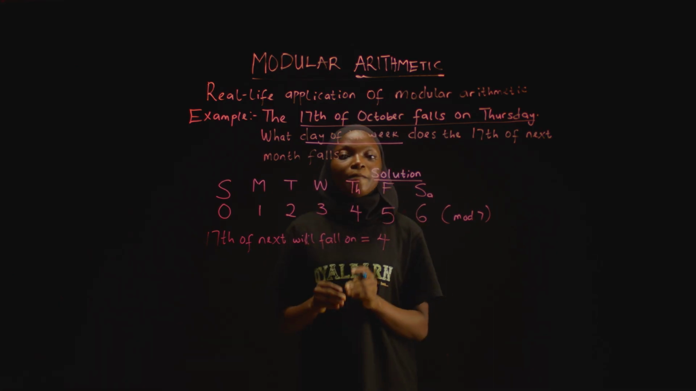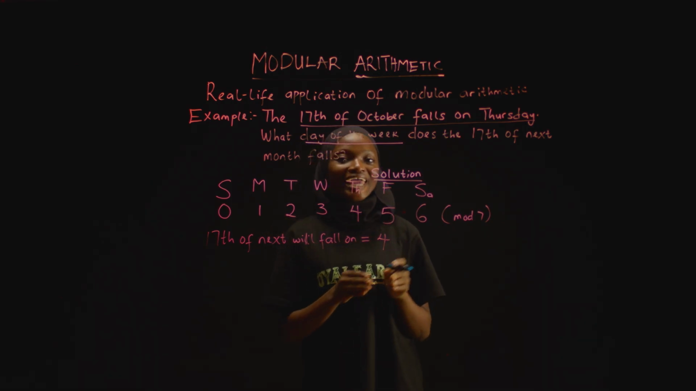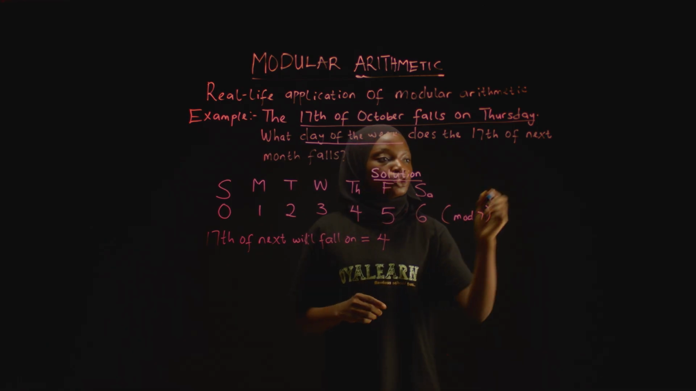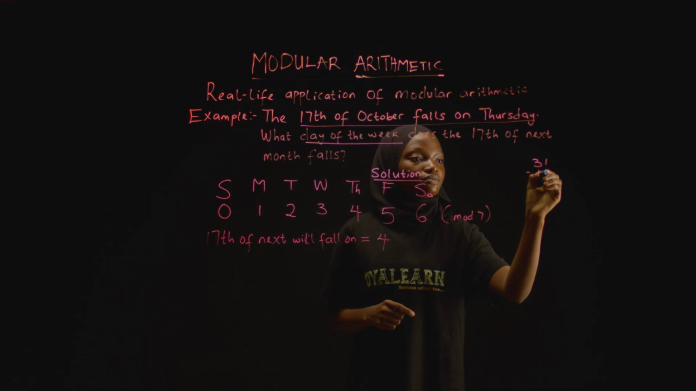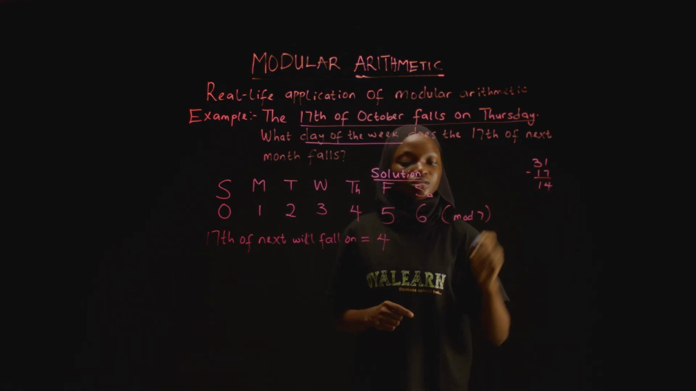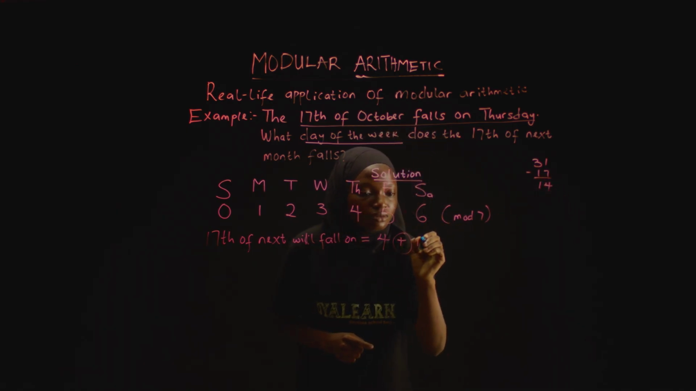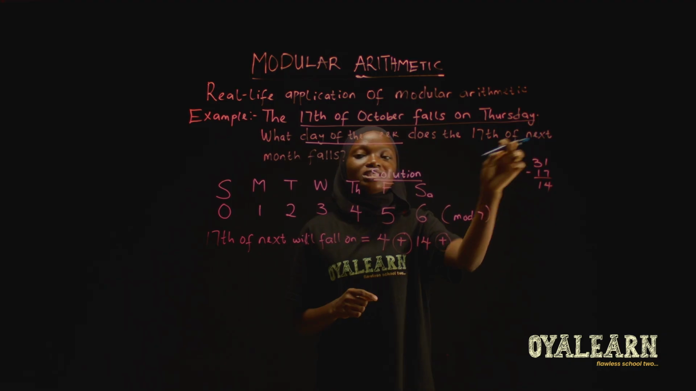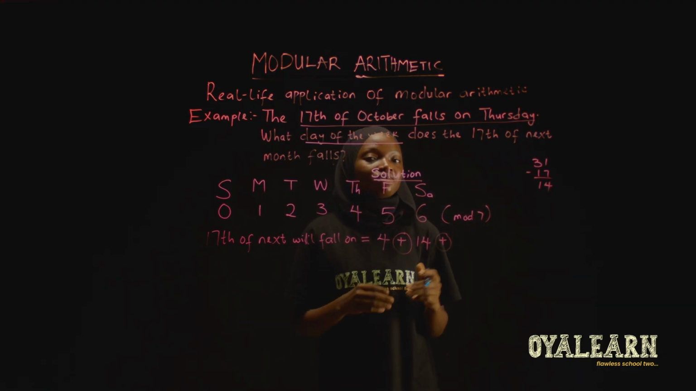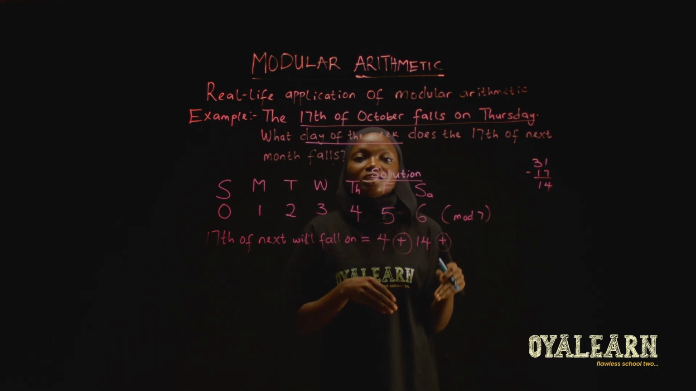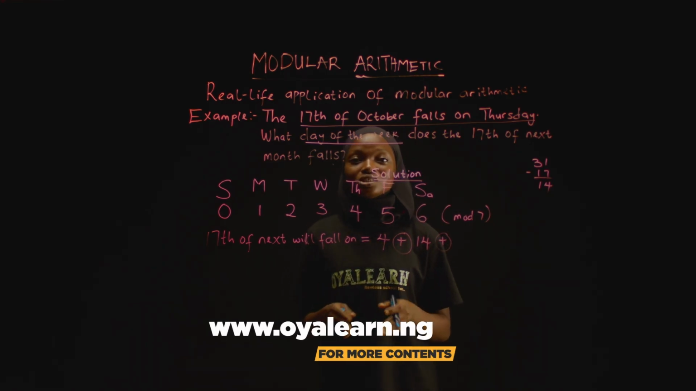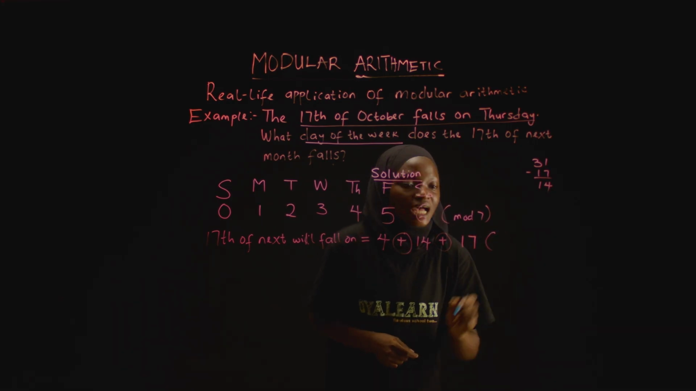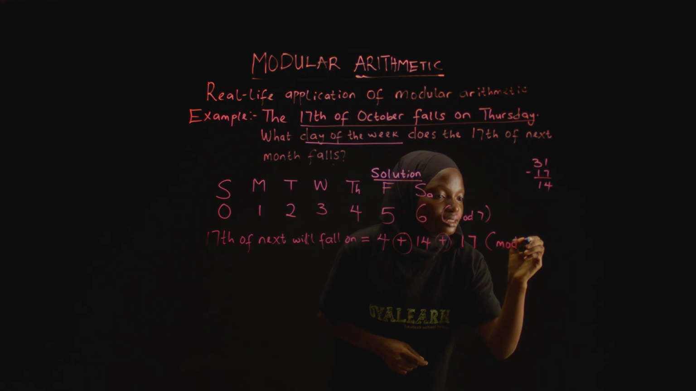4. Now, how many days do we have left for the end of October, for the last day in October? Remember, we have 31 days in October. So if we say 31 minus 17, we have 14 more days. So we add this together with 14, plus how many days do we have till the 17th of the next one, that is of November? We still have 17 more days for us to reach that particular 17th that we are trying to figure out the day of the week it falls. So we add it together with 17 and we perform this addition in mod 7.